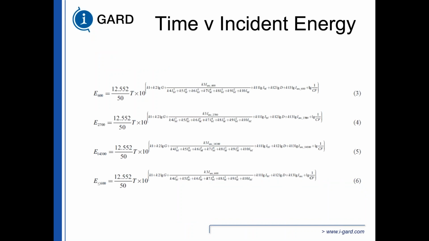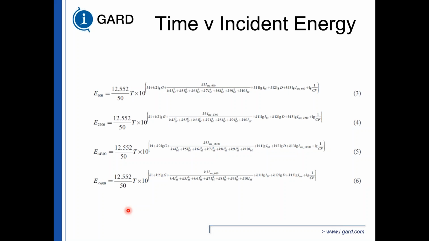Just as a reminder, time is directly proportional to incident energy. Whether it's 600 volts, 27, 14, 3, or less than 600 volts, time is directly proportional to incident energy. So if you double the time, you double the incident energy. The longer the fault duration, the higher the incident energy. And this is directly out of IEEE 1584.